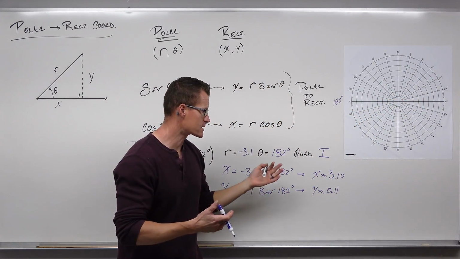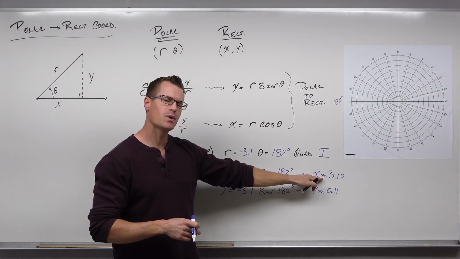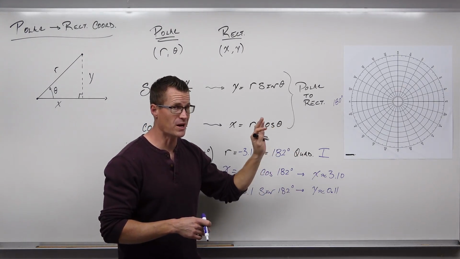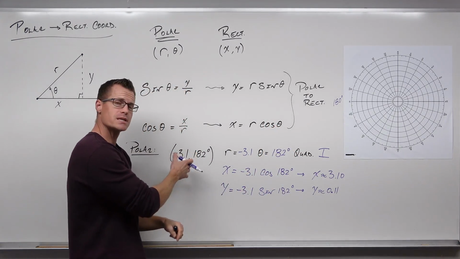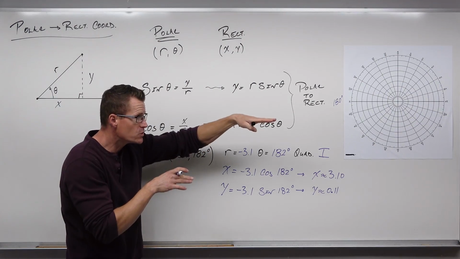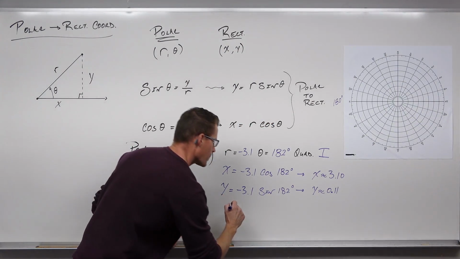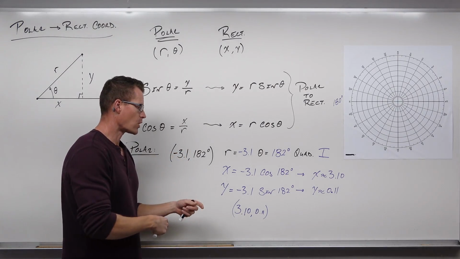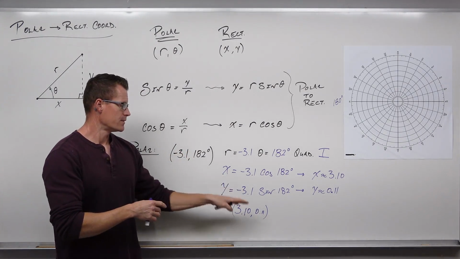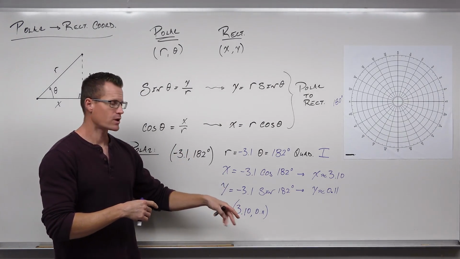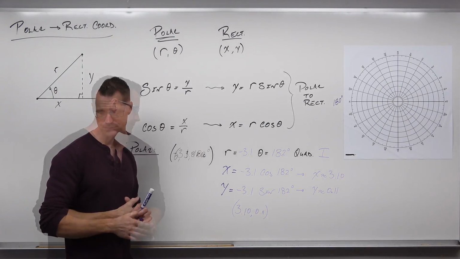So does it work? Is this still in quadrant 1? Yes, x is positive and y is positive. It's just barely in quadrant 1, but so is this point. This was just barely 2 degrees up the polar axis and 3.1 units out. So they're both in the same quadrant. They actually represent the same point. This is just in rectangular coordinates, and this is just in polar.